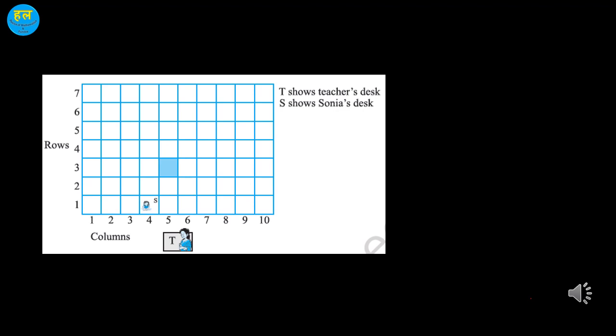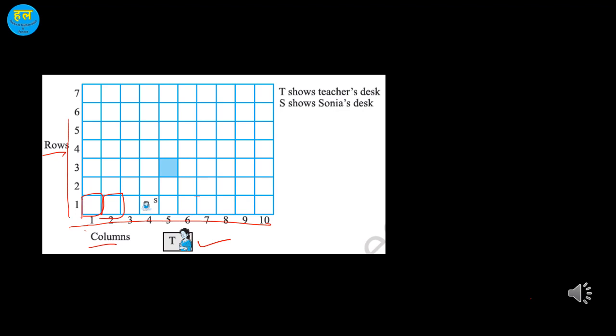Here this is a classroom. In this classroom we have a seating plan in rows and columns. This is our teacher's desk, and these are the desks for each student, one block each. Okay, so we have 7 rows and 10 columns.